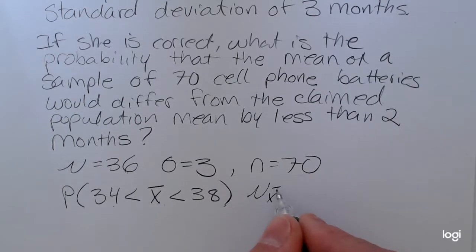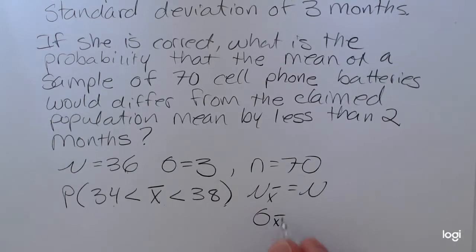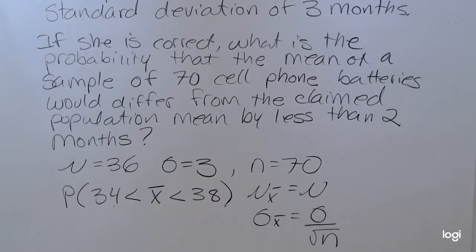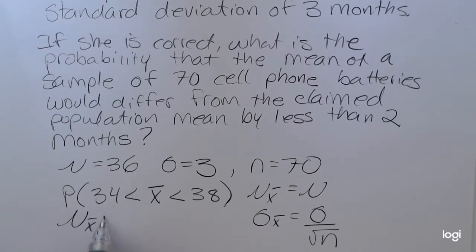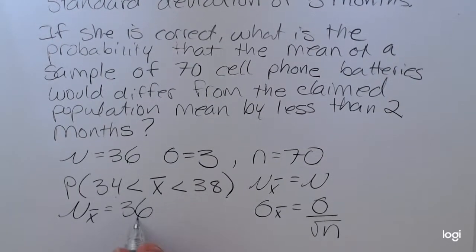Mu sub x bar is the same as the original population, so the mean of the sample means is the same as the original. The standard deviation of the sample means is the original standard deviation of individual values, that distribution, divided by the square root of the sample size. So the mean that we need to use our technology for will be 36. That's the same as the original population.